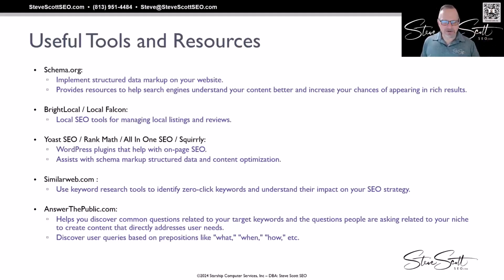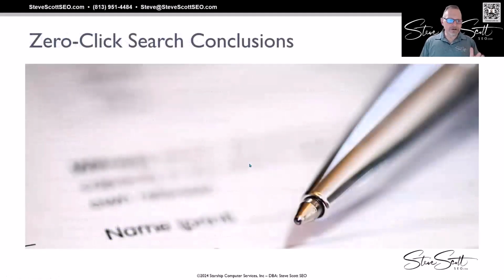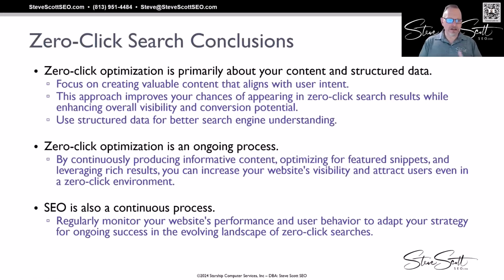And you've got tools like SimilarWeb.com, and then of course Answer the Public, which can help you discover common questions related to things. And then some conclusions on zero-click search results. Look, zero-click optimization is primarily about your content and the use of structured data. Focusing on making really valuable content that aligns with user intent can really improve your chance of appearing in zero-click results while enhancing overall visibility and conversion potential, and using structured data for better search engine understanding.